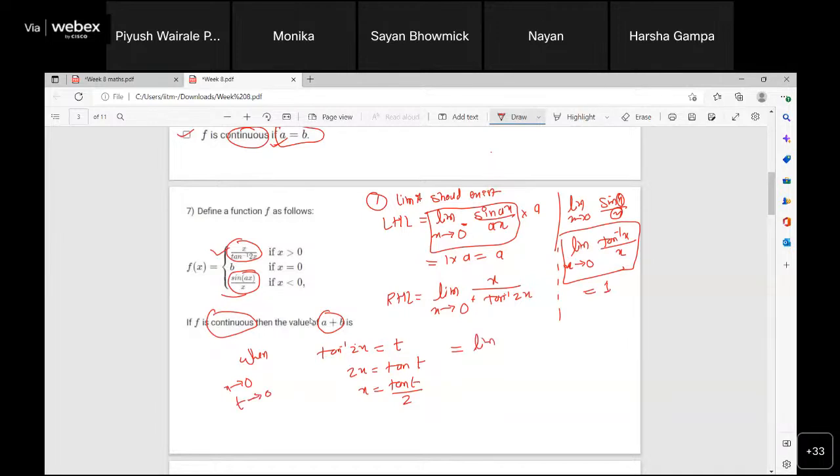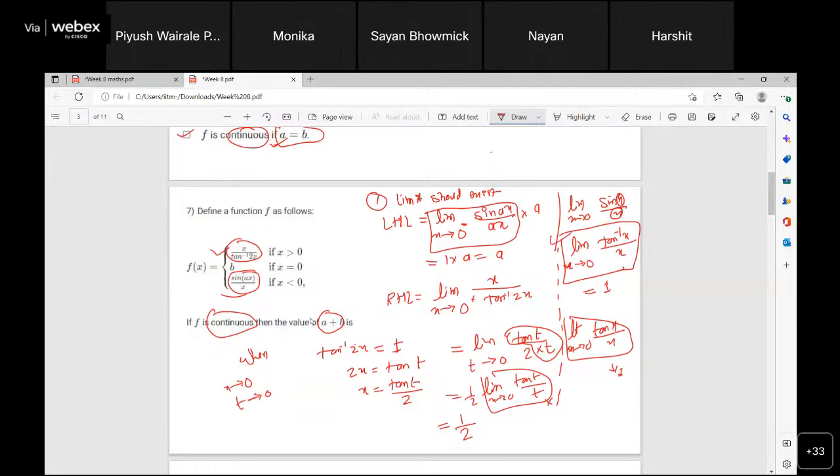So my limit will change to limit t tends to 0. Instead of x, I can write tan of t upon 2, and instead of tan inverse of 2x, I can write simply t. Now here also we have one more standard limit: limit x tends to 0 of tan x upon x equals 1. So taking 1 by 2 common, limit of tan t upon t is 1, so the answer will be 1 by 2.